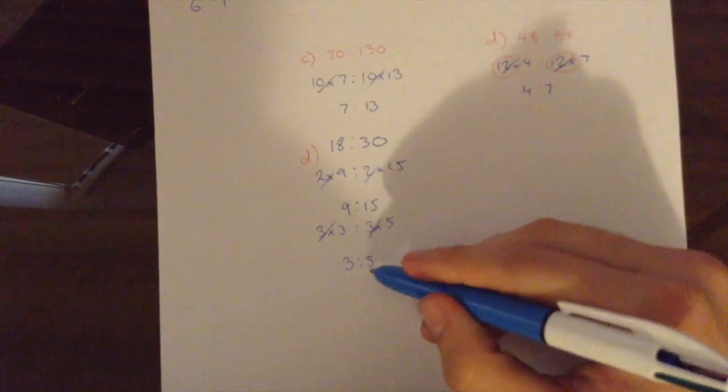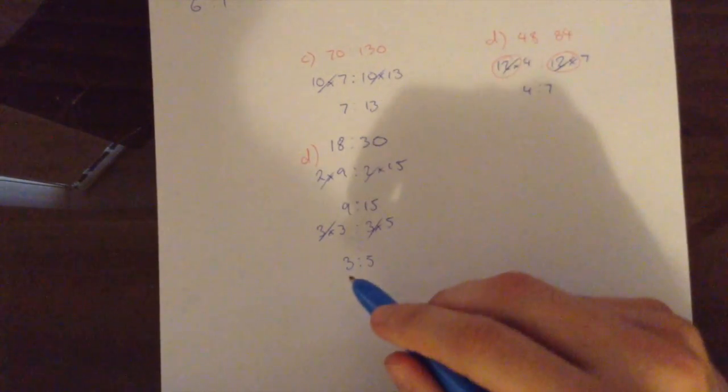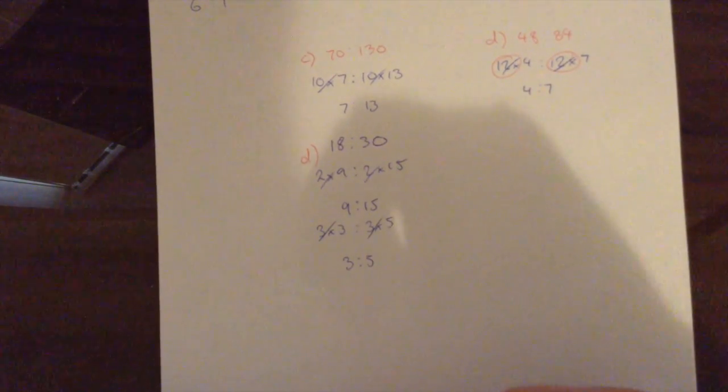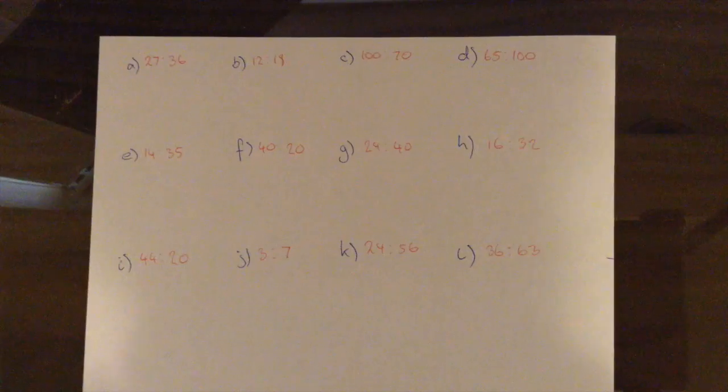Now, can I take these any further? Well, no, I can't, because there's no common factor between 3 and 5. And that's how you simplify ratios. Finally, what I want you to do to finish off the lesson is go through and simplify the following ratios. It's probably a good idea now to press pause so that you can write them all down.